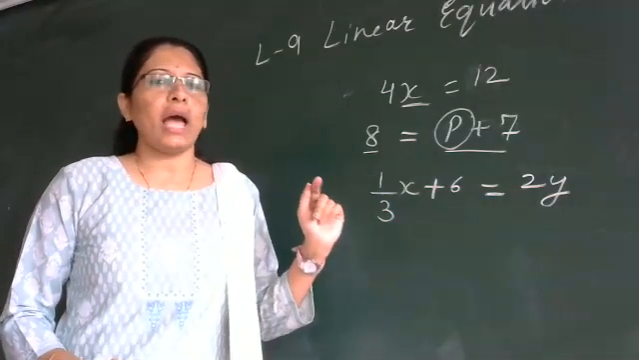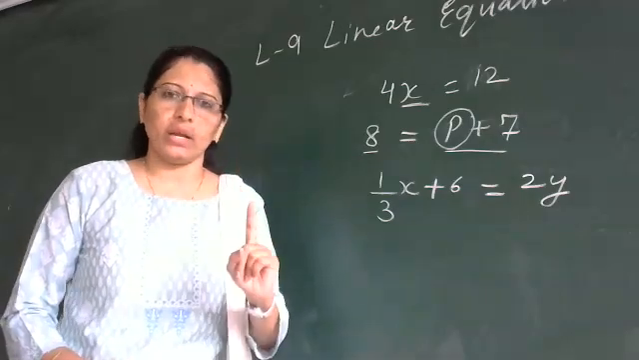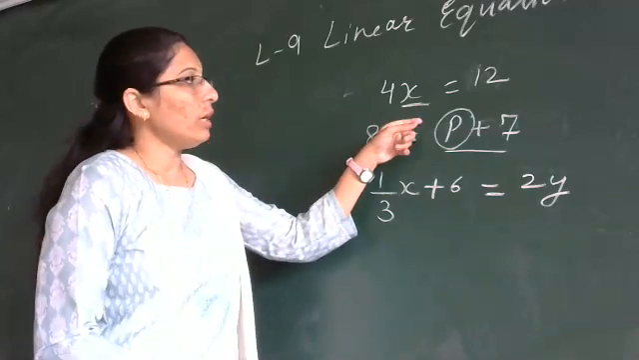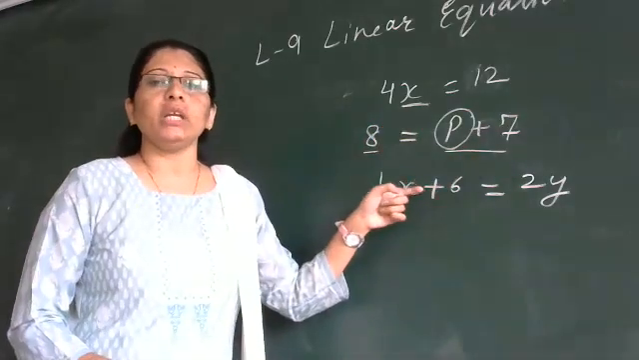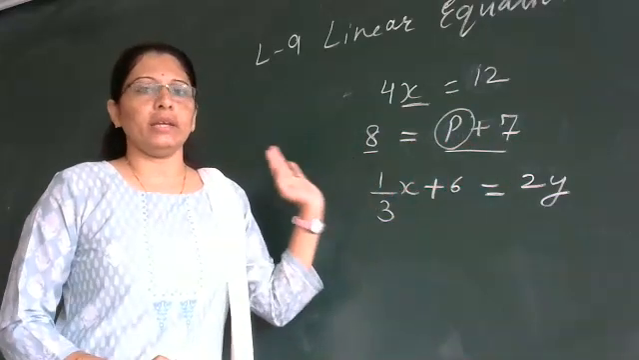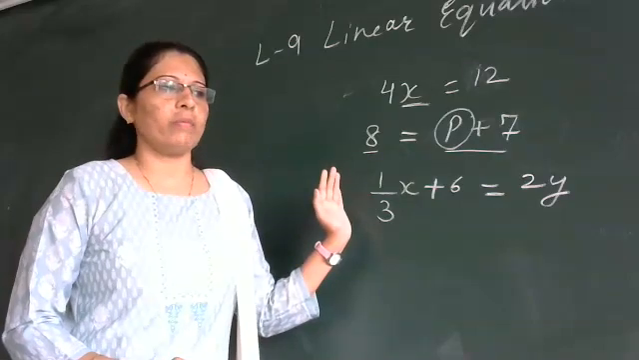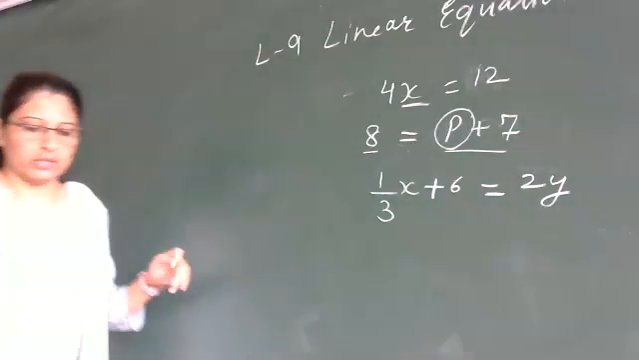The equation has the highest power of the variable as 1, and it should have an LHS and an RHS, with an equal sign in between. So this is a linear equation. Okay, all understood? Yes, ma'am.